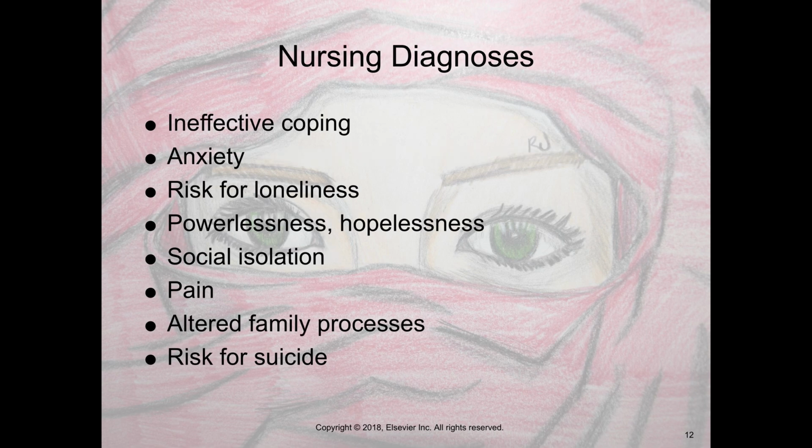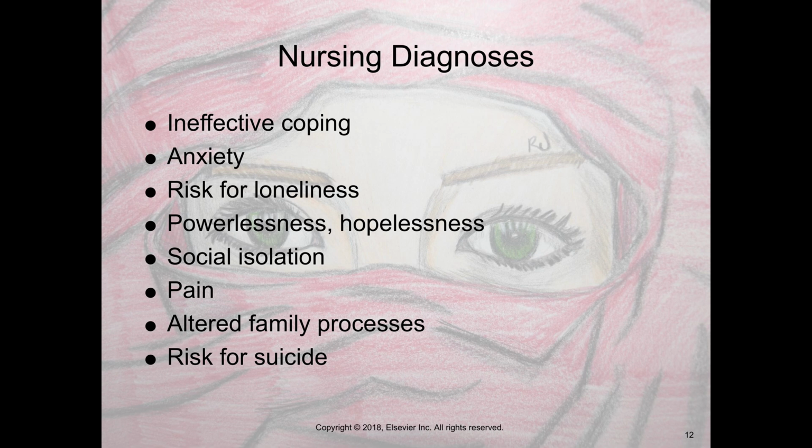These are nursing diagnoses of ineffective coping, obviously, anxiety over the symptoms. There's often a risk for loneliness because they're not able to function at a level where they're able to attend social activities or even work. A sense of powerlessness and hopelessness. They can't get a diagnosis. They can't find treatment. They are not getting better. The social isolation, the pain. Remember, these symptoms are genuine and really felt.